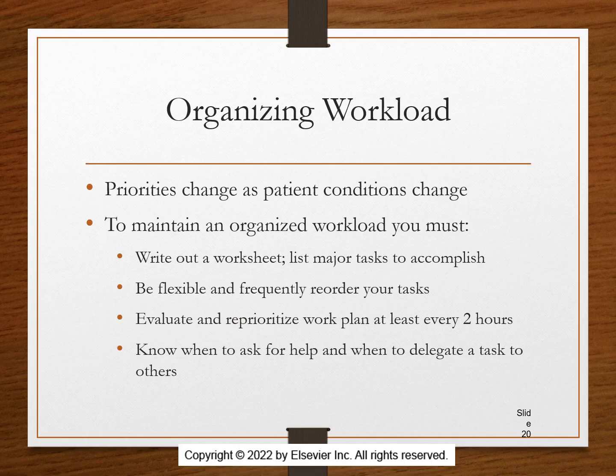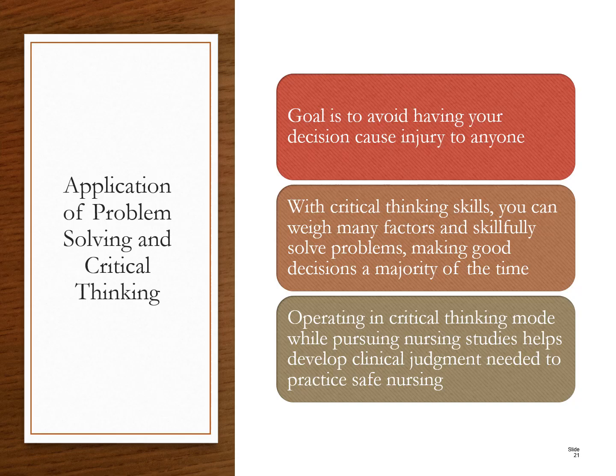Priorities will constantly change because patient needs and conditions are always changing frequently. To maintain organization with your workload, you must be flexible and frequently reorder your tasks. When considering the possible outcome of choosing each alternative, the nurse will look at the consequences of placing each patient first, second, or third. Considering the likelihood of each outcome occurring is the next step. The goal is to avoid having your clinical judgment cause injury to anyone.